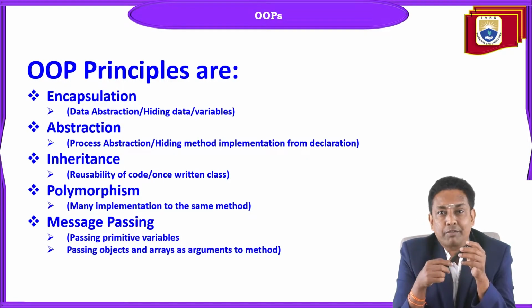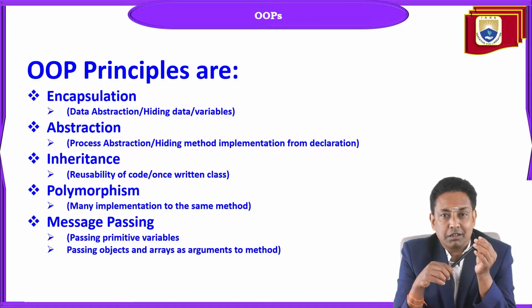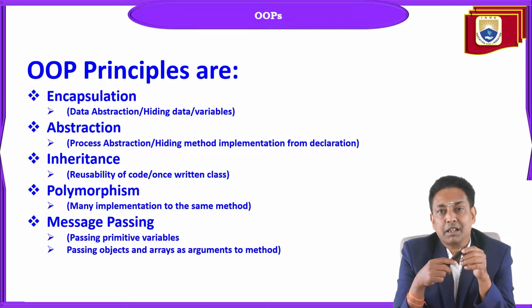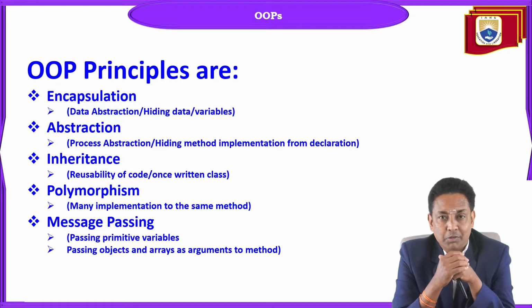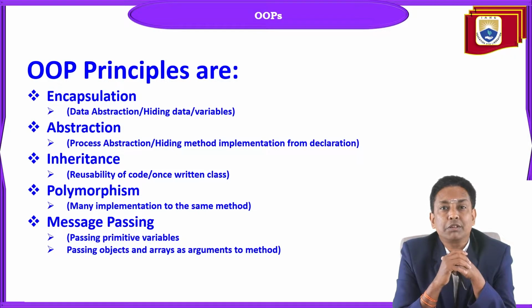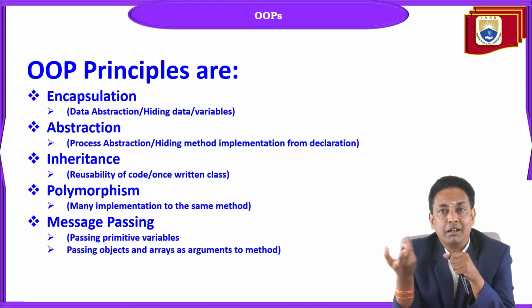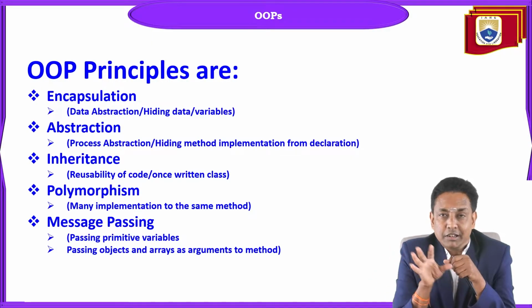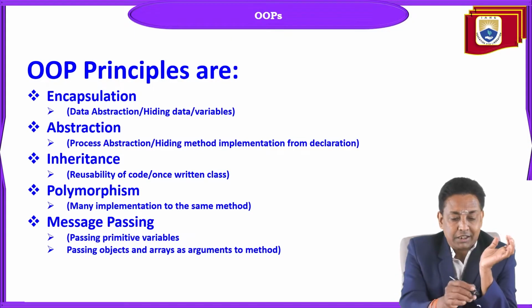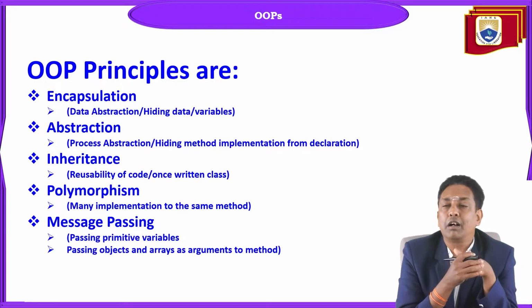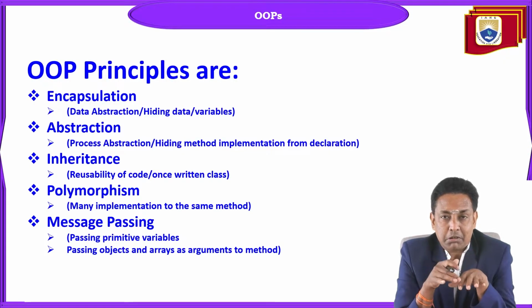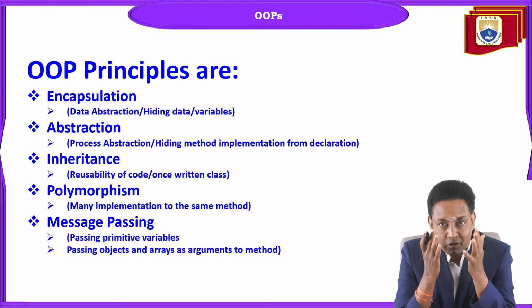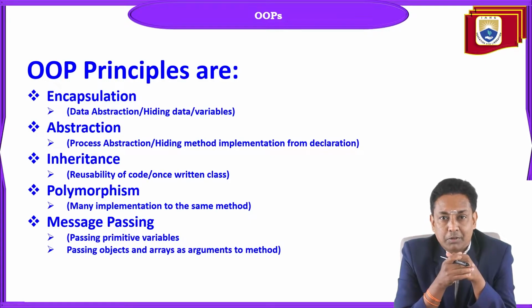Next coming to polymorphism. Polymorphism deals with two things: method overloading and method overriding. Overloading takes place within the same class. Overriding takes place across superclass and subclass. That we will discuss in polymorphism. And the last one is message passing: pass by value and pass by reference. So altogether with these five object-oriented principles, we'll implement Java programming. Not only Java programming, every object-oriented programmer will follow the same five object-oriented programming principles.